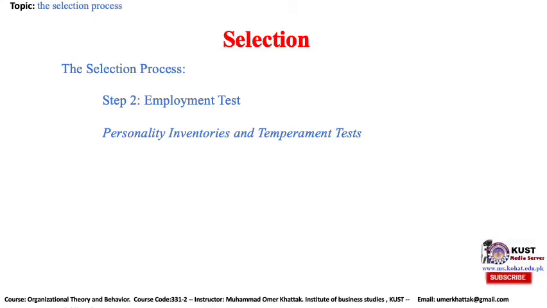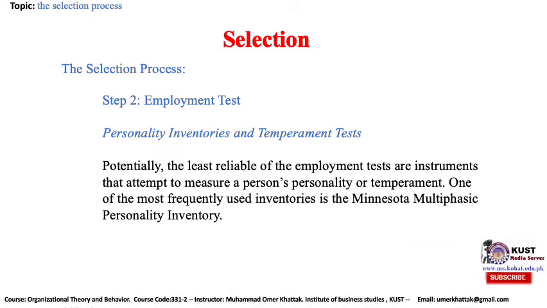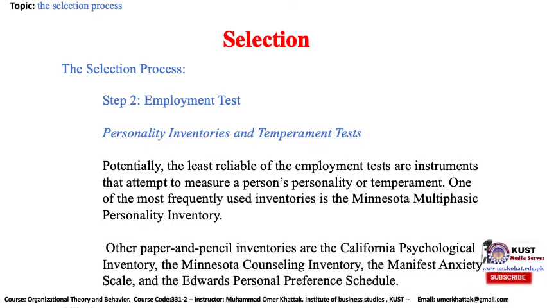Personality inventories and temperament tests. Potentially, the least reliable of the employment tests are instruments that attempt to measure a person's personality or temperament. One of the most frequently used inventories is the Minnesota Multiphasic Personality Inventory. Other paper and pencil inventories are the California Psychological Inventory, the Minnesota Counseling Inventory, the Manifest Anxiety Scale, and the Edwards Personal Preference Schedule.